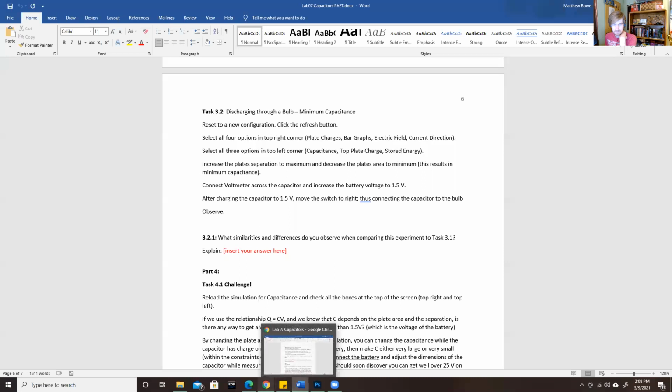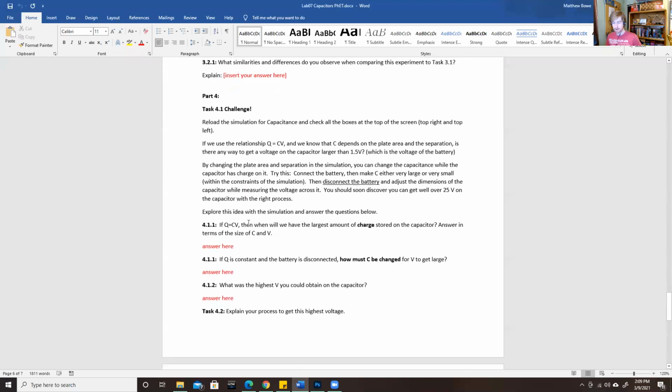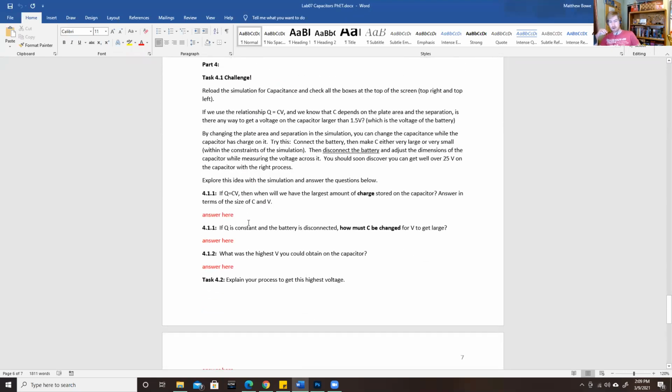Let's see, I'll do an example one. So we'll see how, I'll just do very little. Make sure all the boxes are checked like this. And we see how the capacitor will discharge by going through the light bulb. You can describe, is something brighter, less bright, things like that for whatever it asks.